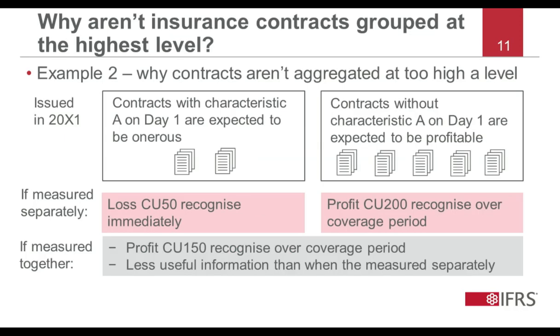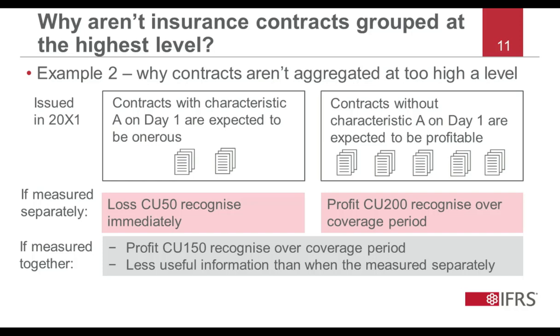Example 1 was a basic example of why measuring profitability at an individual contract level may not best represent insurance activities. We'll now move on into example 2, which demonstrates why grouping at too high a level results in the loss of useful information. The entity issues contracts in 20X1 for the same specified insurance risk. In this example, it has facts and circumstances that indicate contracts with policyholders with characteristic A might be onerous. On the same day, the entity measures those contracts and they are onerous.